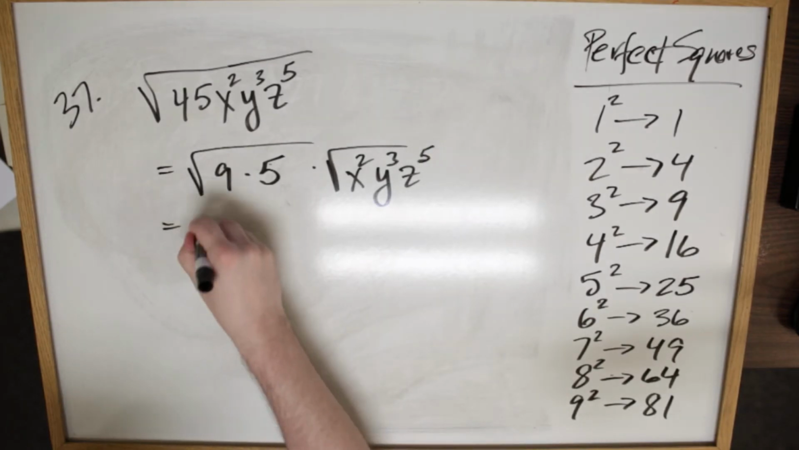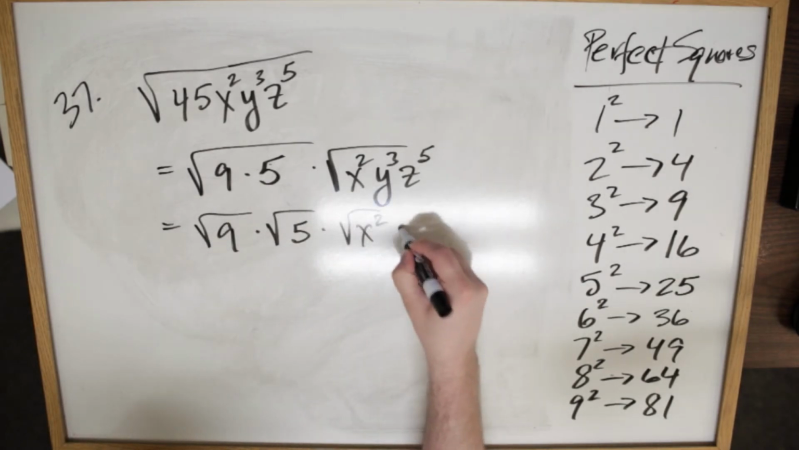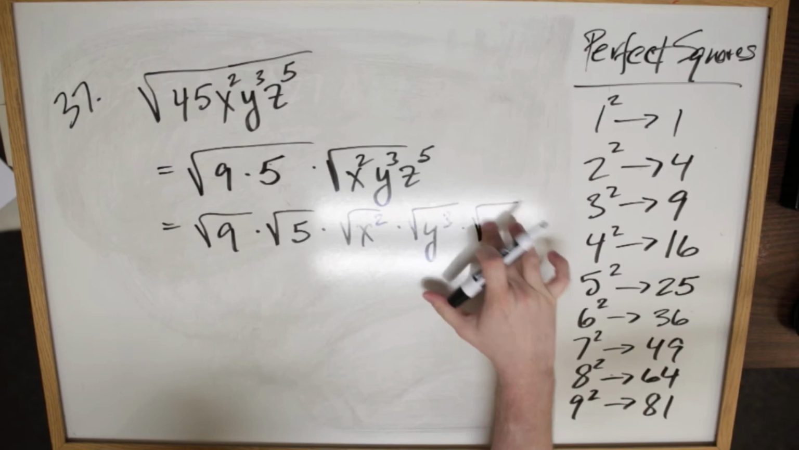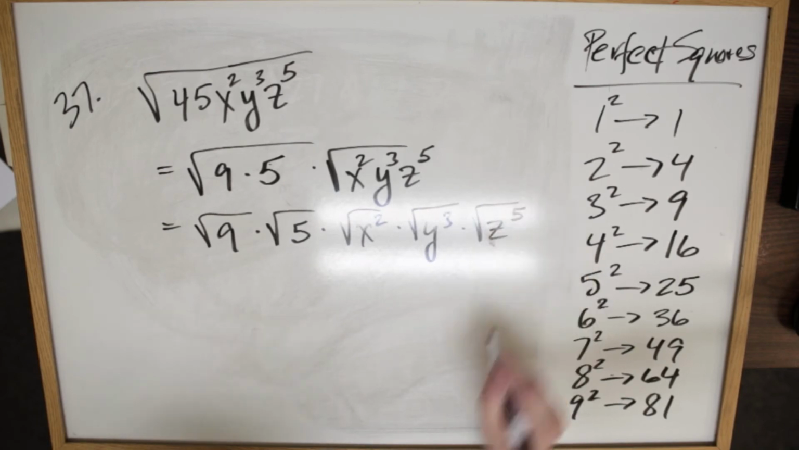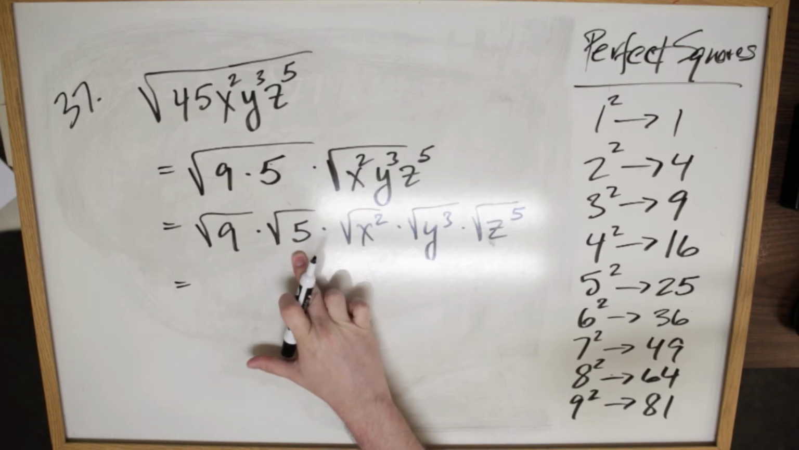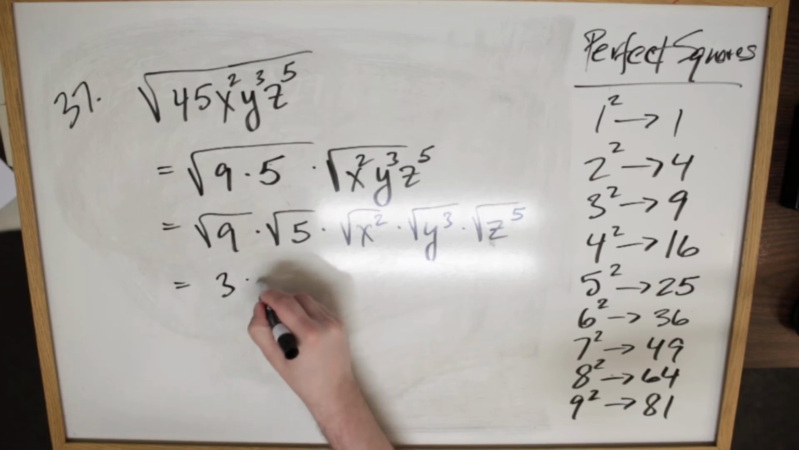So this is the same as square root 9 times square root 5, and let me just do them all separately, square root x squared, square root y cubed times square root z to the 5th. Okay. When you start to get into the variable components, usually it's a little bit easier because you don't have to do so much factoring. You can really just look at the exponents to determine. So in this case, let's just take a look at these numbers first. 5 I can't do anything with. It is as low as it will go, as simplified as it will be. This is going to be 3 times square root of 5.